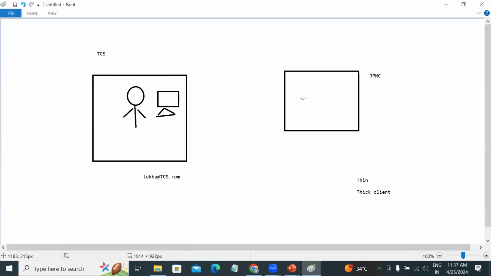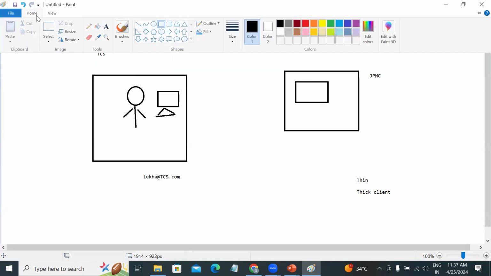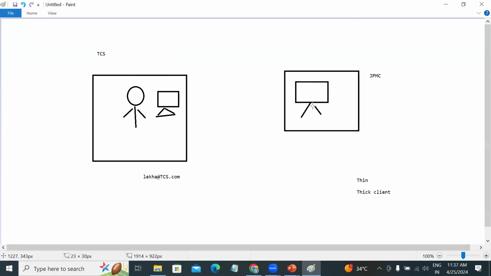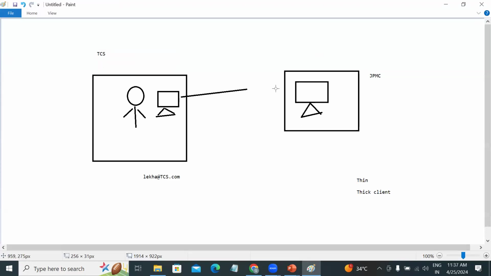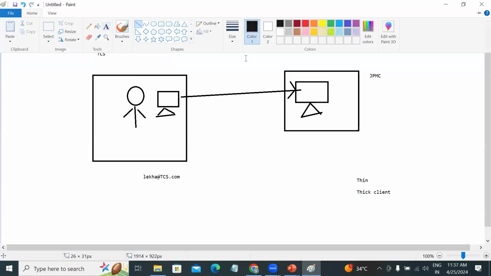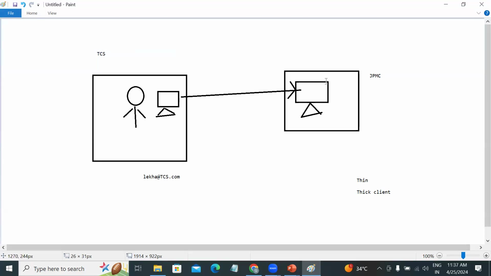JPMC people will arrange a machine on their company side, from their environment. From your TCS computer, you access this machine. We call this a remote VDI. All the software, hardware requirements, and software installations will be installed on this machine, not on your TCS computer, because of security.